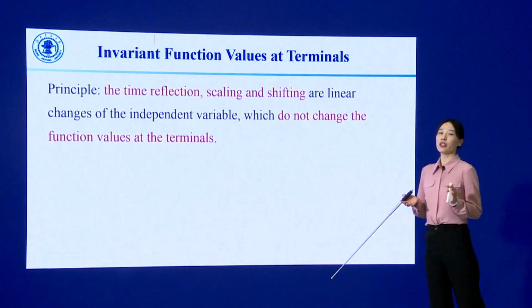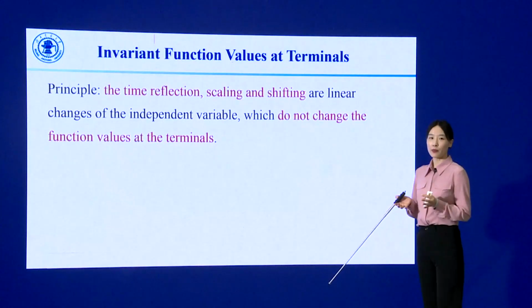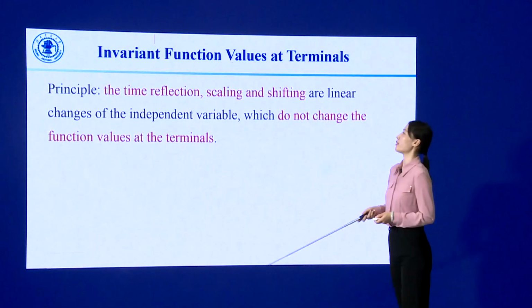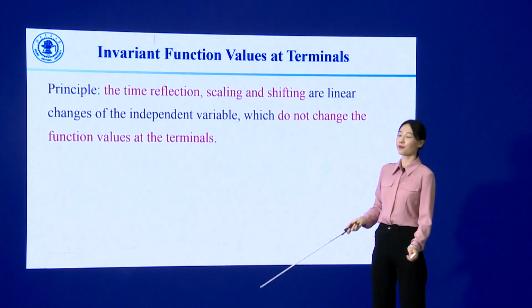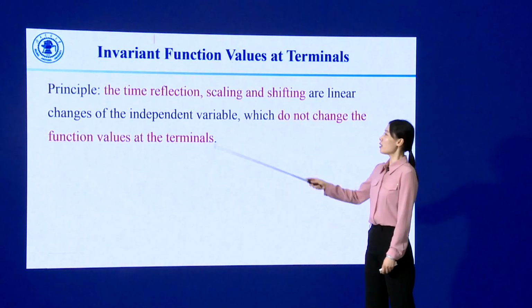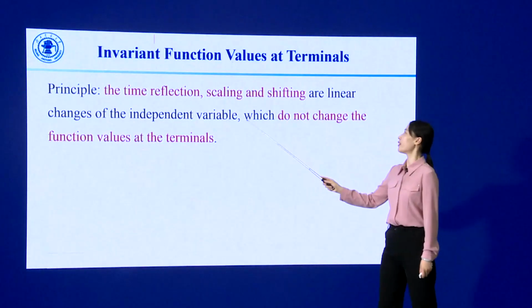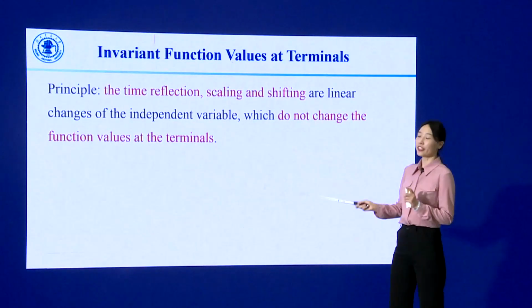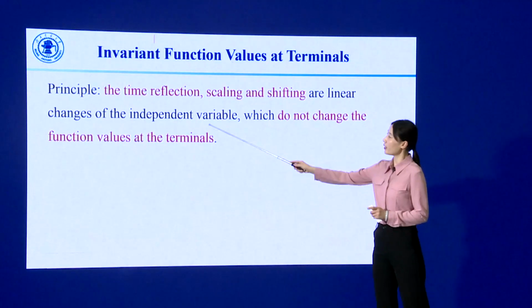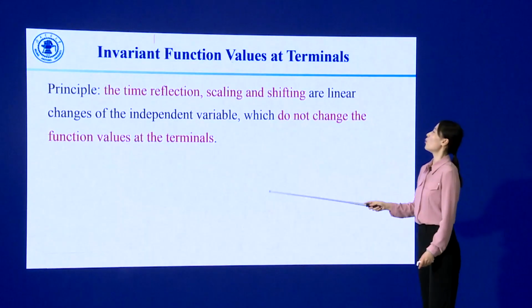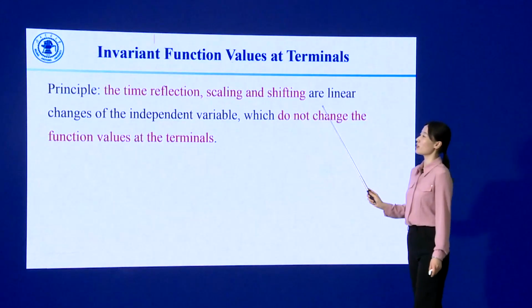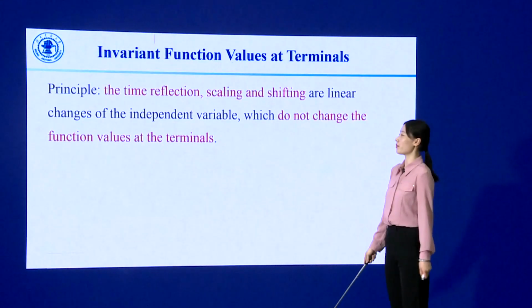Now let's give a new method for the combined operation, that is, invariant function values at terminals. We can find that time reflection, scaling, and shifting are linear changes on the independent variable. These operations will not change the function's values at the terminals.